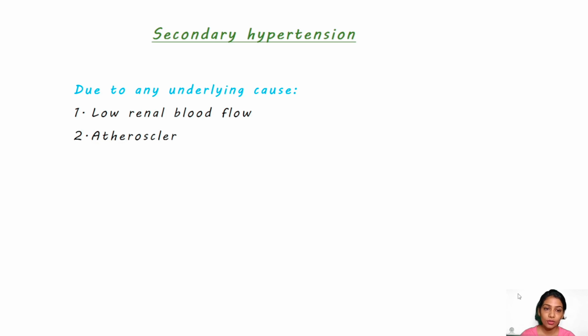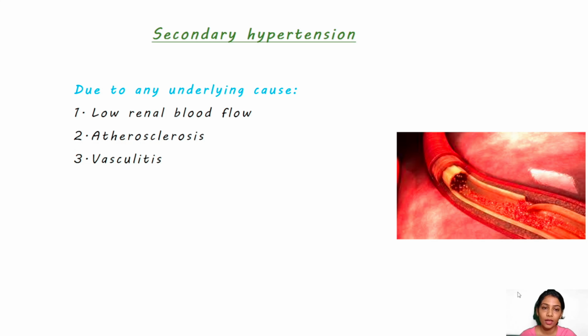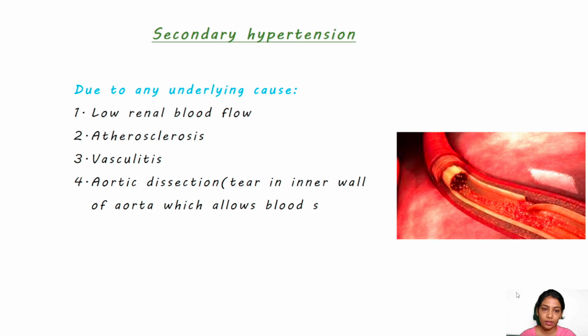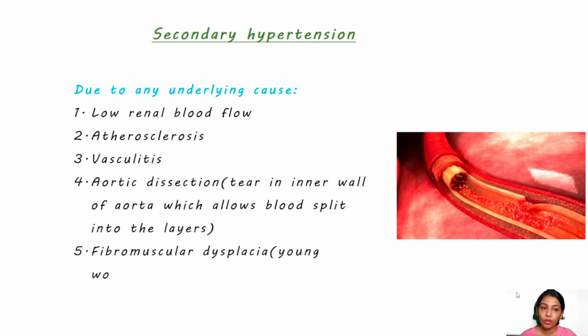Other causes include atherosclerosis, or fat deposit inside the artery wall. Then vasculitis, which is inflammation of the blood vessel. Another cause is aortic dissection. See the picture here. It is a tear in the inner wall of the aorta that allows blood to split between the layers of the vessel wall and cause a rise in BP. Another cause is fibromuscular dysplasia, which is more common in young women and causes abnormal thickening of the arteries. Sometimes even a tumor can lead to secondary hypertension by affecting hormone levels or blood flow.